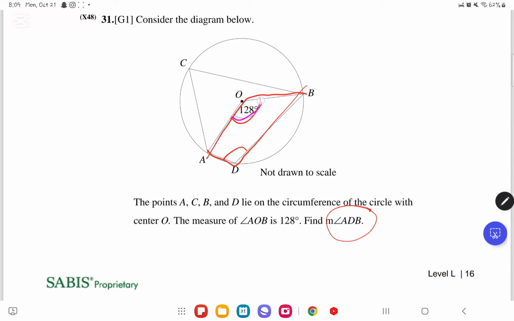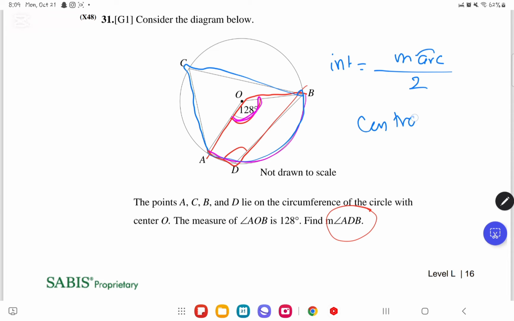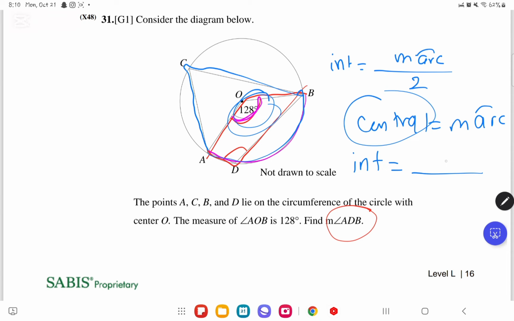But we notice that we have a central angle over here, and it's intercepting this arc in pink. But we notice that we have an interior angle that's also intercepting the same arc. So the rule is that interior angle is equal to the measure of the arc divided by 2, and we know that central is equal to the measure of the arc. So if we have the central angle, which is 128, we can simply replace it in the measure of the arc. So now to find the interior angle is equal to the measure of the arc, which is the central angle, which is 128, divided by 2.